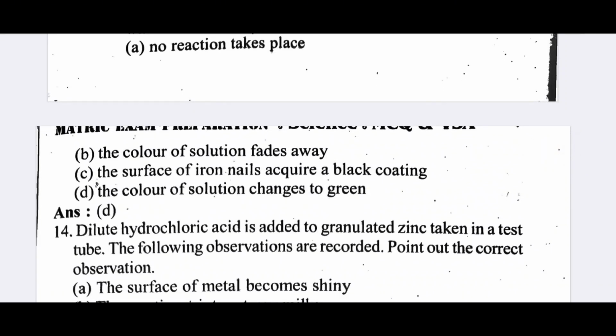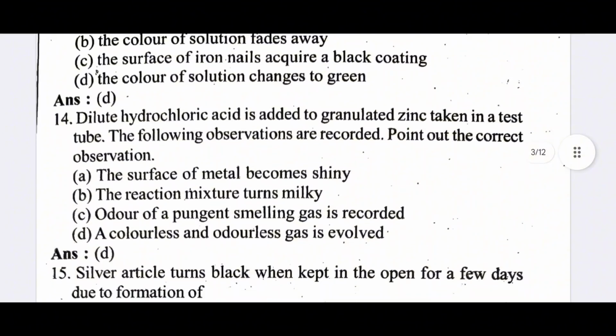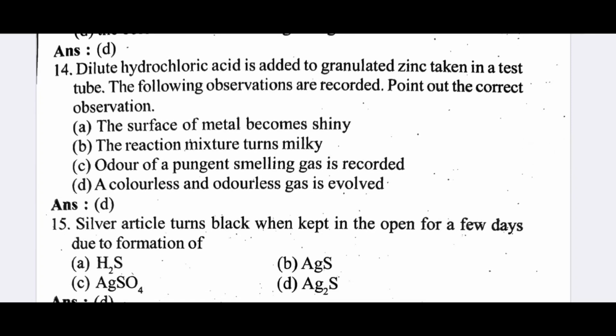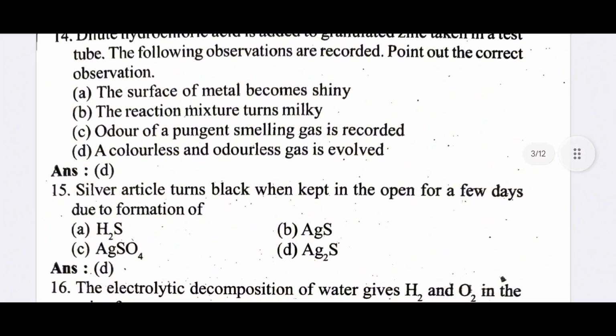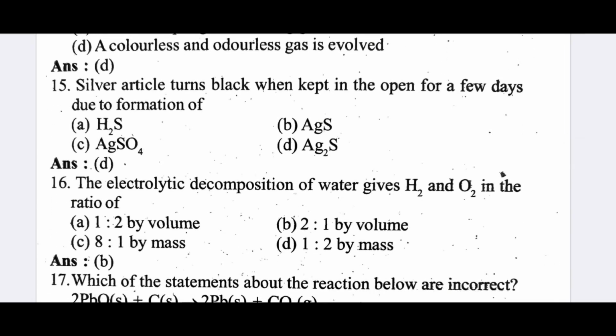Dilute hydrochloric acid is added to granulated zinc taken in a test tube. The following observations are recorded. Point out the correct observation. Answer is a colorless and odorless gas is evaporated. Silver article turns black when kept in the open for a few days due to formation of Ag2S. The electrolytic decomposition of water gives hydrogen and oxygen in the ratio of B number, 2:1 volumes.